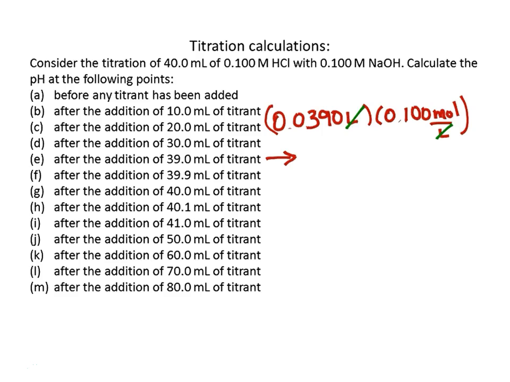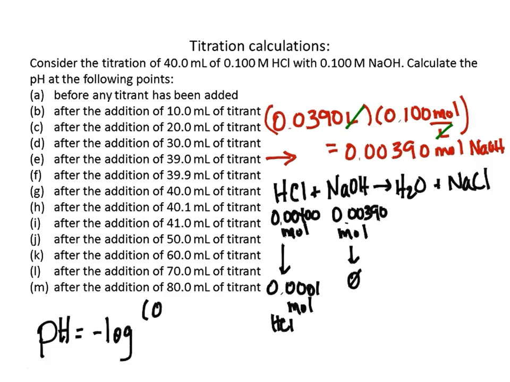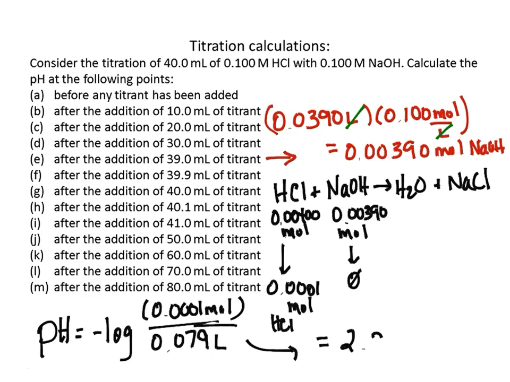So point E: 0.039 liters times 0.1 molar. Here we're just calculating the moles of sodium hydroxide, which is still the limiting reactant. It reacts completely with HCl, leaving just a little bit, 0.1 millimoles of HCl, which means the pH is the negative log of 0.0001 divided by the new volume, which is 40 plus 39, or 79 milliliters, 0.079 liters. So that's 2.89, with lots of sig figs, and that's the point on the graph two points before the equivalence point.